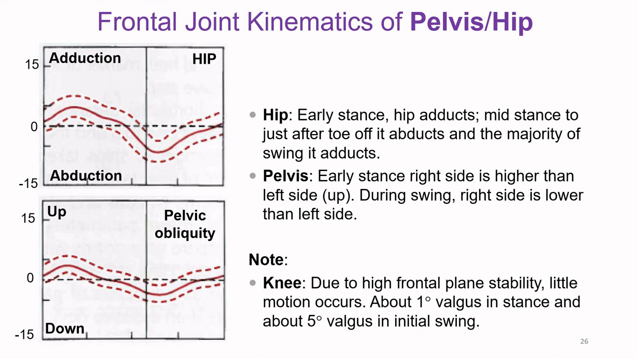Let's briefly consider the knee. In the case of the knee, due to high frontal plane stability, very little motion occurs. You can possibly expect to see about 1 degree valgus in stance and about 5 degrees valgus in initial swing.